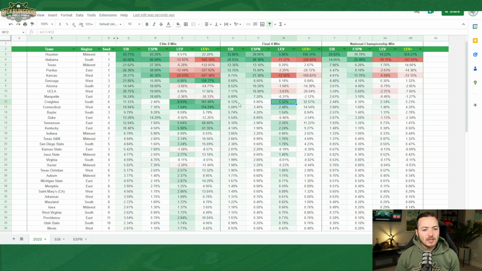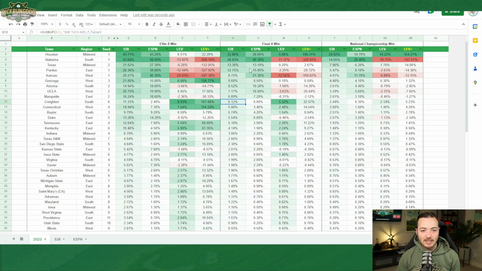Creighton is only 2% less likely to get to the national title game than Kansas is. 2%. 2 out of 100. Yet they are selected to get there 20% less. I cannot believe this. I think I'm going to have to put Creighton in the national title game. This is very unique. We have also not seen this before.